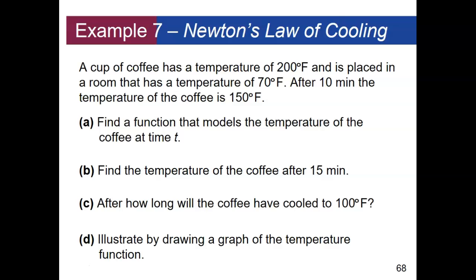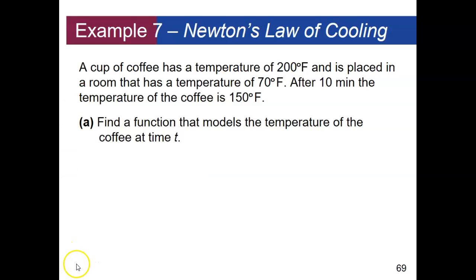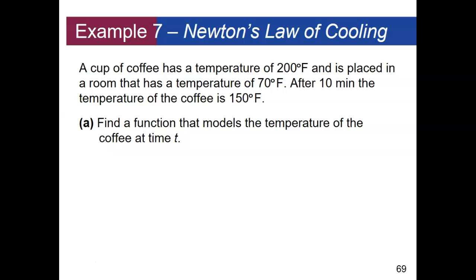Okay, so here we have a cup of coffee that has a temperature of 200 degrees Fahrenheit is placed in a room that has a temperature of 70 degrees Fahrenheit. After 10 minutes, the temperature of the coffee is 150 degrees. We want to find a function that models the temperature of the coffee at time t. On this one, we're going to use the model for Newton's law of cooling, which is temperature at time t equals the surrounding temperature plus the difference in the temperatures times e to the negative kt.